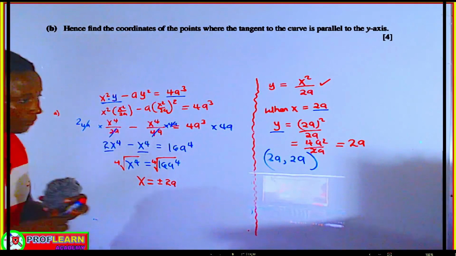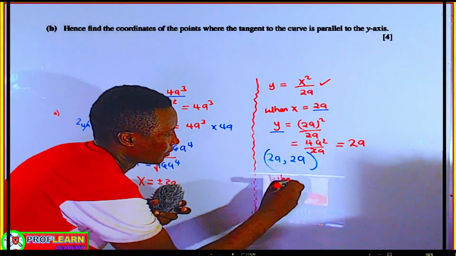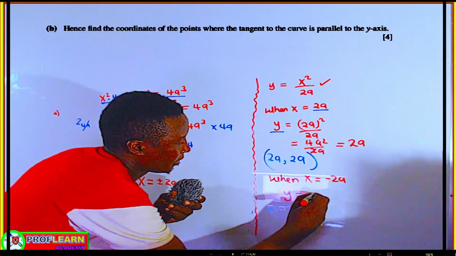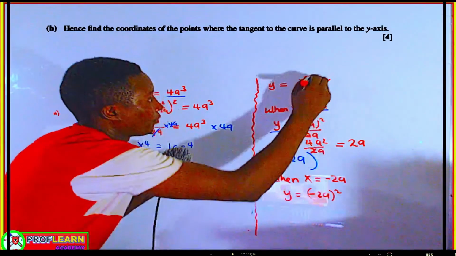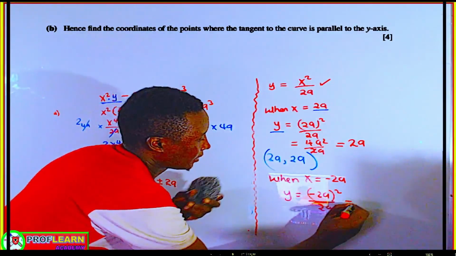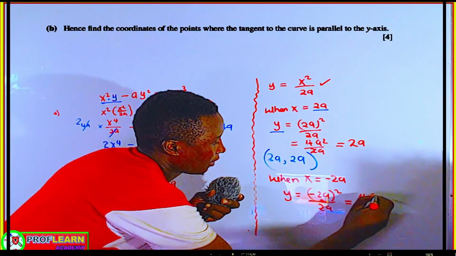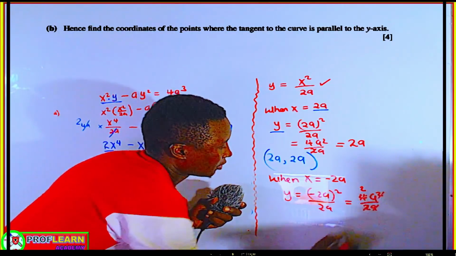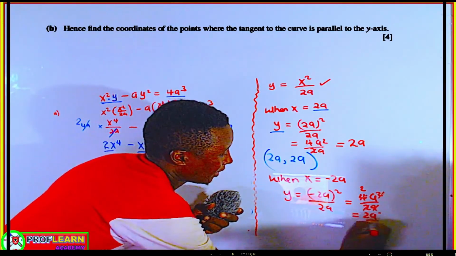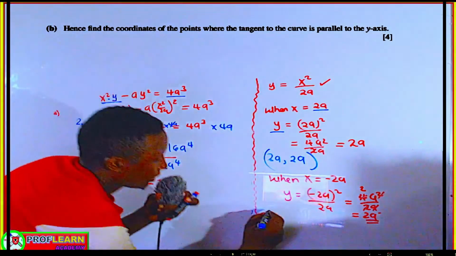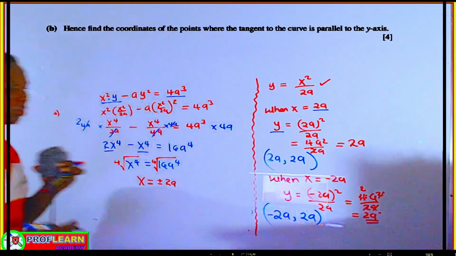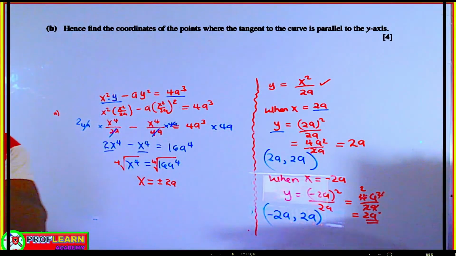So we can also say when x equals negative 2a, our y is going to be negative 2a squared over 2a, and similarly we are going to have 4a squared over 2a. This cancelling, we get 2, and this cancels with the power, we are going to get 2a again. So the point in that case is going to be minus 2a comma 2a. So those are the 2 points where the tangent of the curve is parallel to the y-axis.